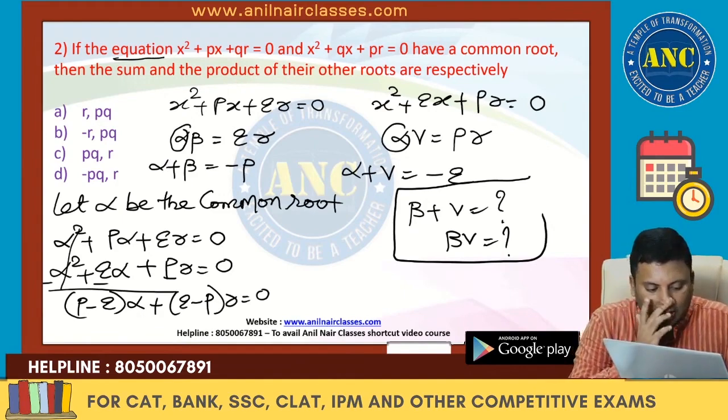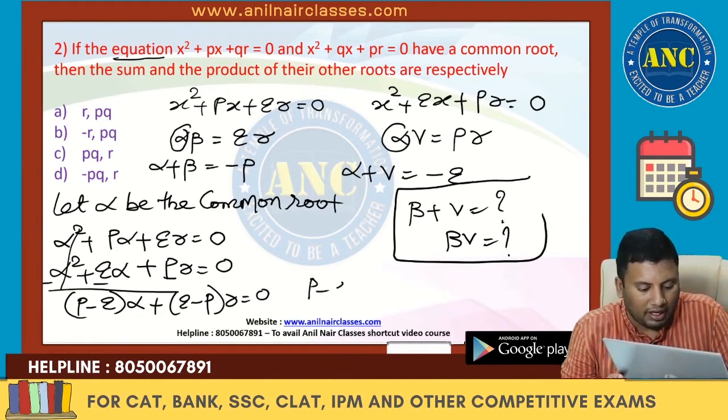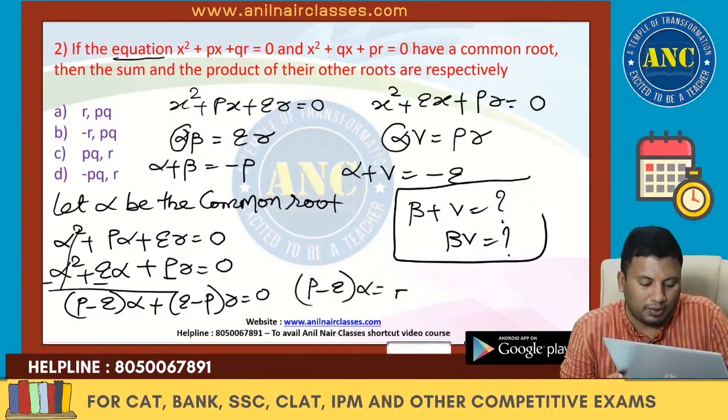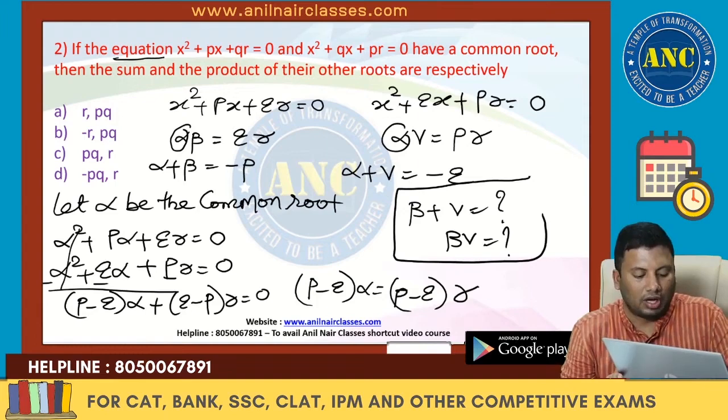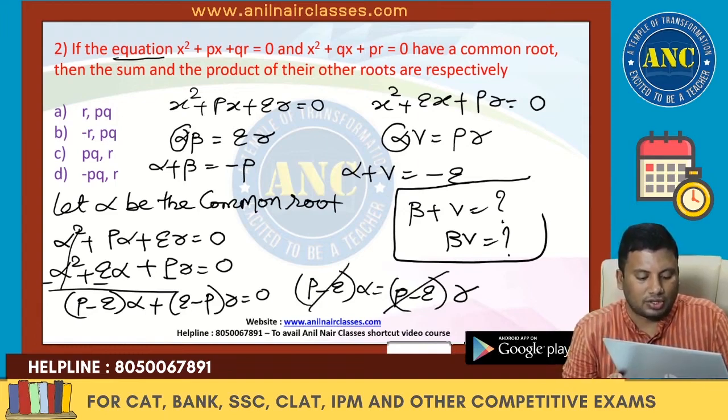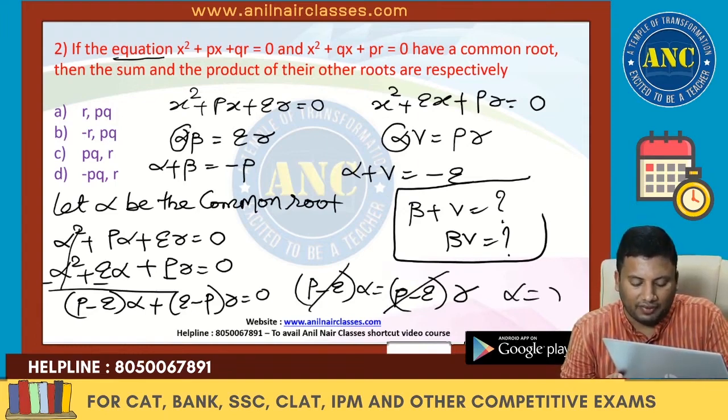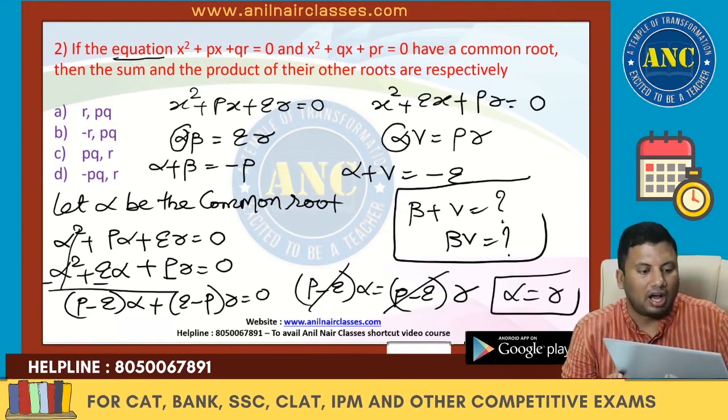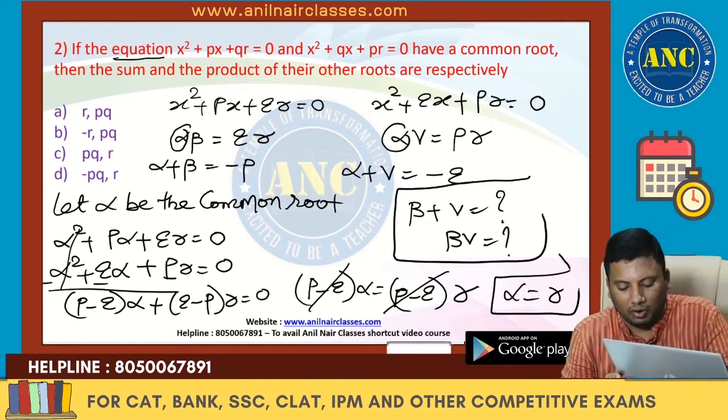So these are nothing but (p minus q) into alpha equivalent to (p minus q) into r. P minus q is cancelled. Alpha is nothing but r. I hope it is clear.